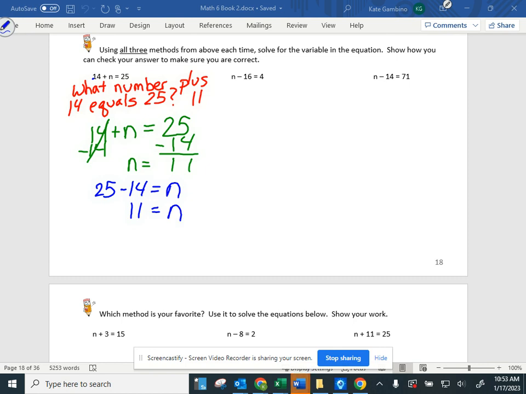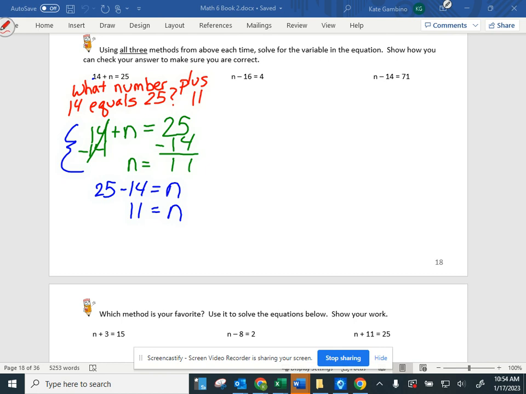So we get that same answer with the logic, with the opposite operations, and with the fact families. Again, I'm telling you, the opposite operations is the one that we are going to be focusing more on in later objectives. So we want to make sure we understand opposite operations. Let's look at our next one.